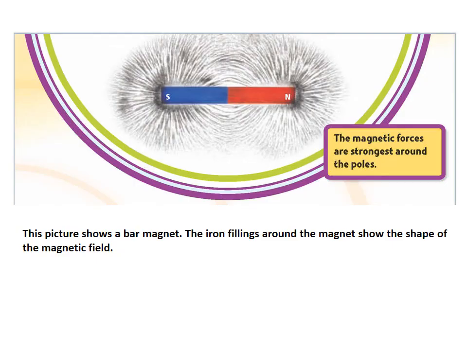Now, let's take a look together at this important picture. This picture shows a bar magnet. The iron filings that we see around the magnet show the shape of the magnetic field. If we look closely, we can notice that the magnetic forces are strongest around the poles.